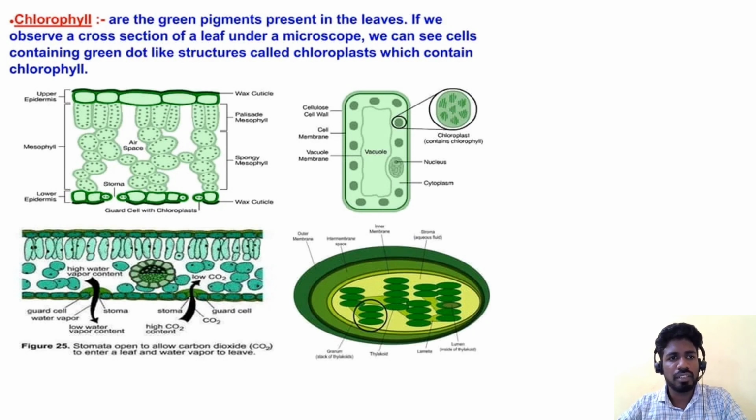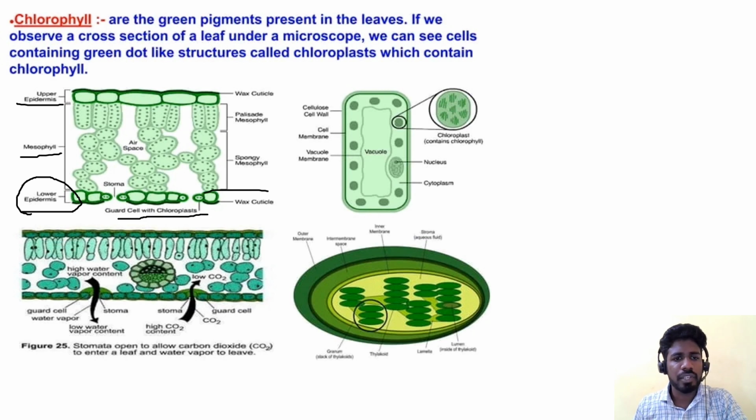Let's look at chlorophyll. Chlorophyll is the green pigment present in the leaves. If we observe a cross section of the leaf under a microscope, we can see a number of cells containing green dot-like structures called chloroplasts, which contain chlorophyll. It shows the structure of the leaf. The round-shaped cells are arranged in a manner: the upper layer is called the upper epidermis, and the lower layer is called the lower epidermis. In between, the stack of structures are arranged, which are the mesophyll. In between, the wax cuticle is also present.